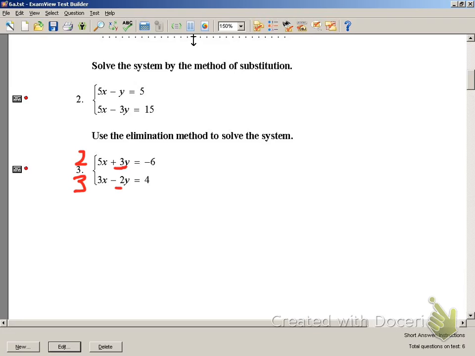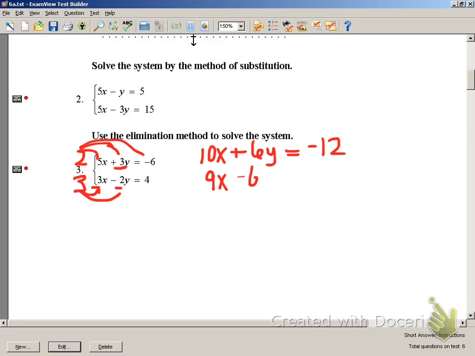I'm going to say 2 times 5x, which is 10x. 2 times 3y, which gives me 6y. And 2 times negative 6 gives me negative 12. And I'm going to do the same thing for the second equation. I'm going to say 3 times 3x, which is 9x. I'm going to get 3 times negative 2y, which is negative 6y. And I'm going to say 3 times 4, which is 12.